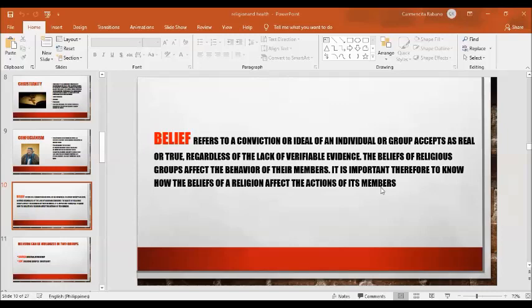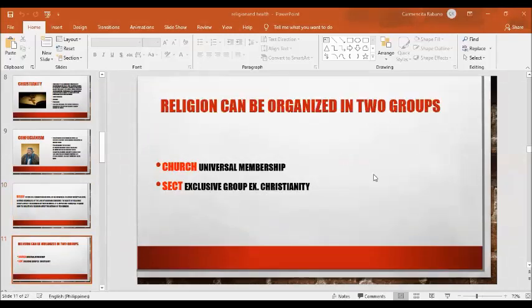Pinaniniwalaan natin. Okay, ang religion daw can be organized in two groups. We have church and sect. Yung sa church naman, sinasabi natin yung universal membership. Ano ba yun? Di ba may mga churches tayo dito, mga Catholic, sa INC, di ba yan yung mga church. Sa sect naman, yan yung mga sekta, yung mga sa Christianity. Yan yung mga sect.